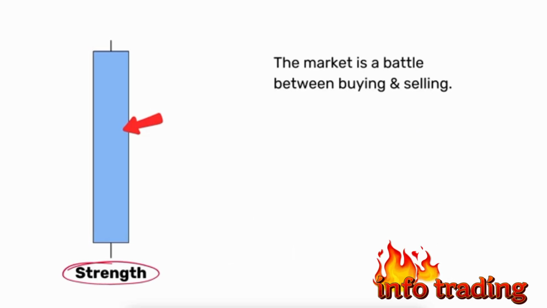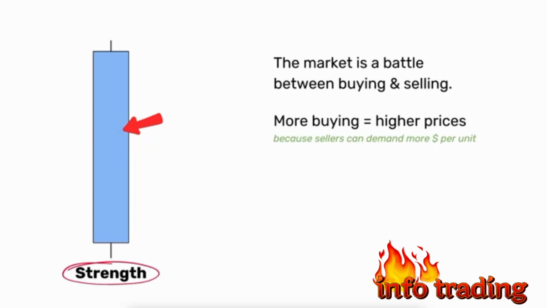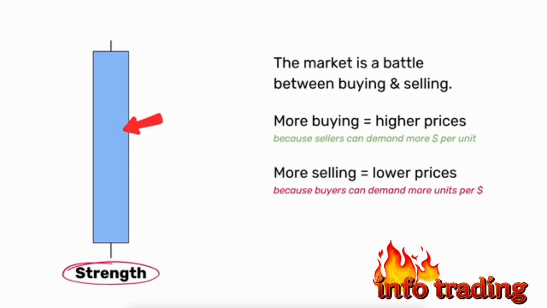Now, to explain anything inside of this video, we need to preface by saying the market is a battle between buying and selling. When we're looking at candles, we are looking at market psychology. They tell us a story as to who is in control between the buyers and the sellers. When we see more buying taking place in a market, prices go up because the sellers can demand more dollars per unit of the assets that they have if there are more people who are demanding to buy and there are more willing buyers. More selling leads to lower prices because the buyers can demand more units per dollar.